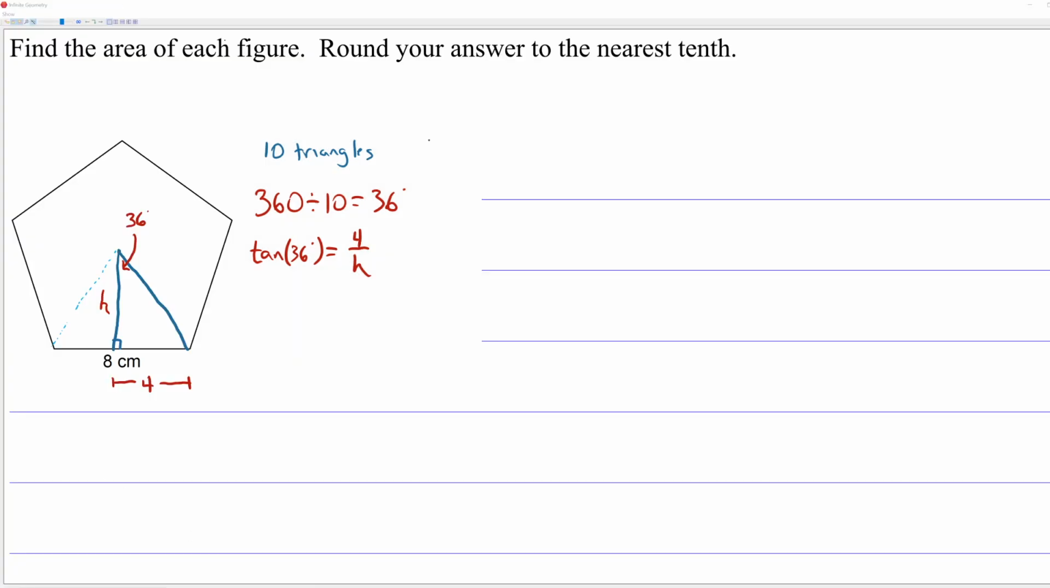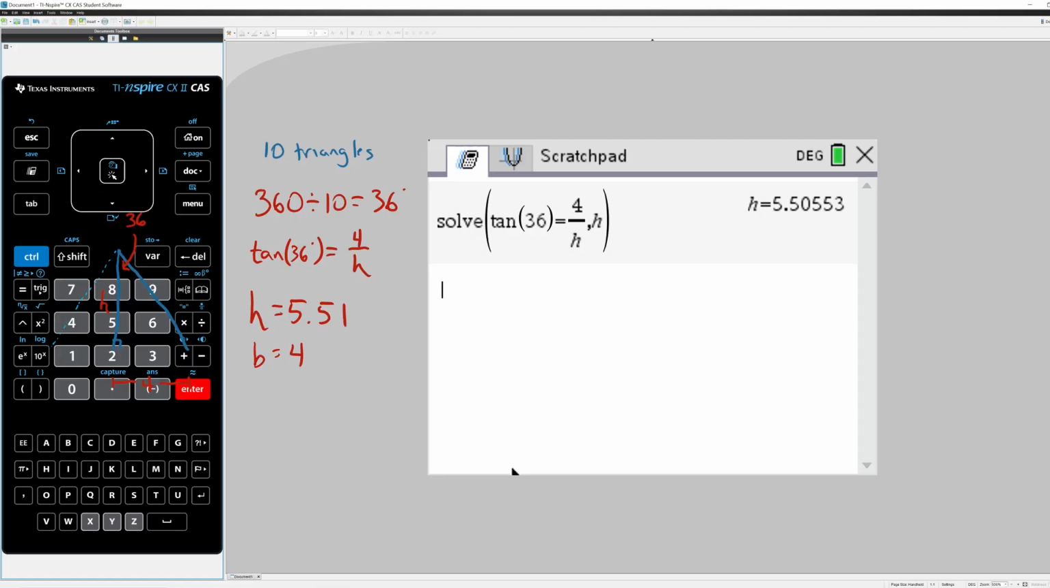Go back to our work. We now know that H is 5.51. And now, well, we're really done. The height of the triangle is 5.51. We know that the base of the triangle, I'll call that B, the base is 4. The area of a triangle is base times height divided by 2. And then we have 10 of these triangles. So we'll just go to the calculator and put all of that information in.